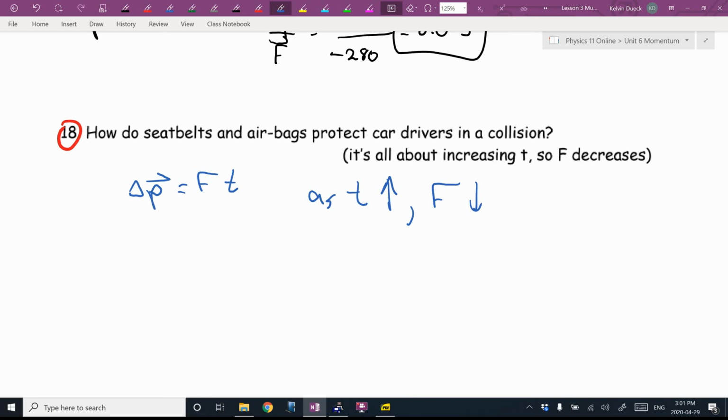Those big water barrels that you see in front of a cement barrier along the freeway, those are designed to absorb some of the momentum and lengthen the time of collision like a crumple zone does.